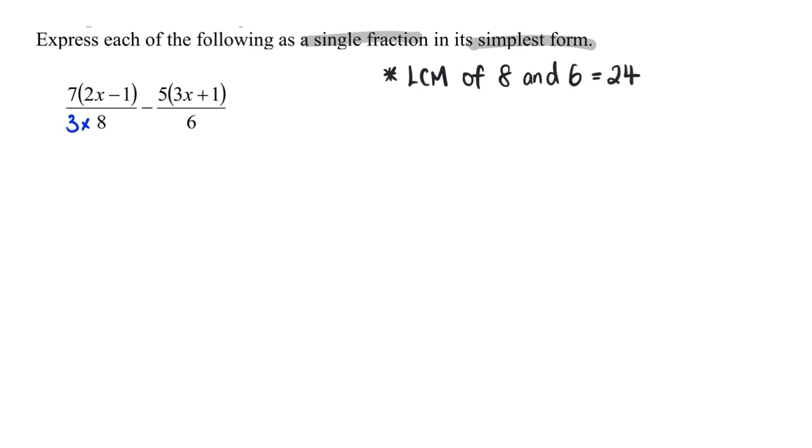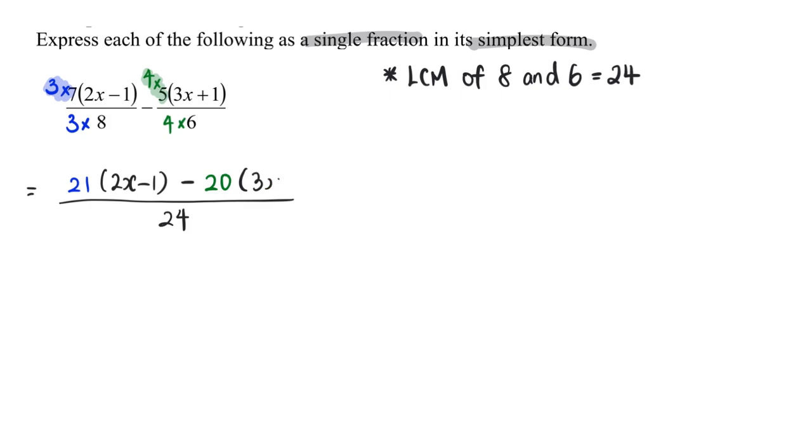Times 3, 7 later on also must times 3. 6 times 4, later the 5 also times 4, such that this will become over 24. Do take note, 3 times 7 is 21. I still have my 2x minus 1, minus 4 times 5 is 20, 3x plus 1.